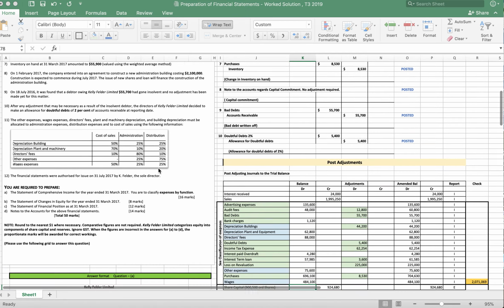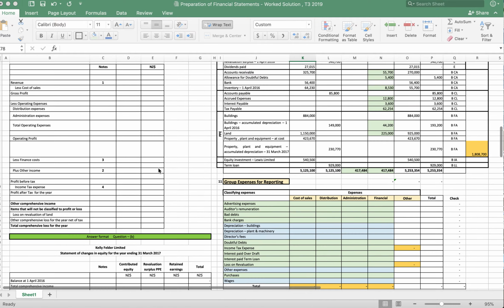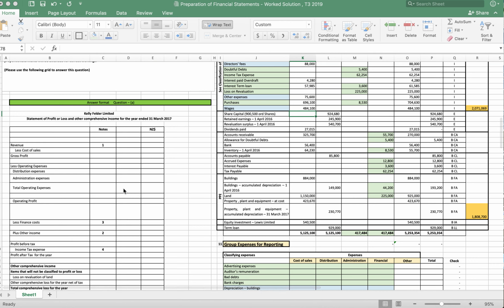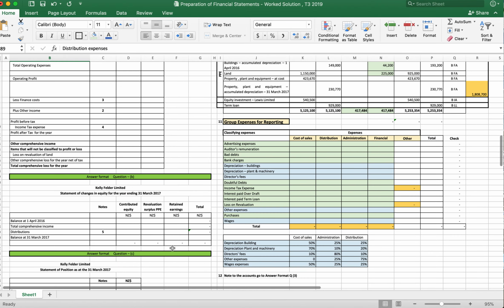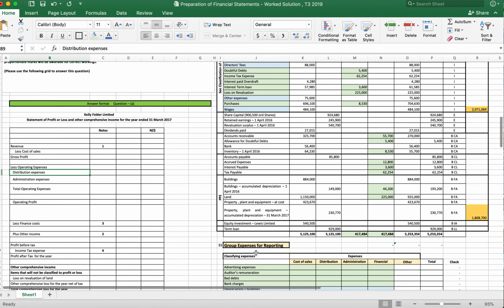So we've done the journals, we've posted to the trial balance, we've got the closing balances. The next thing is they want us to group the expenses into these categories, and they've given us the categories. Some will just go directly in there, some need to be apportioned between the categories. Okay, so we just need to know where these things are going to go, right?